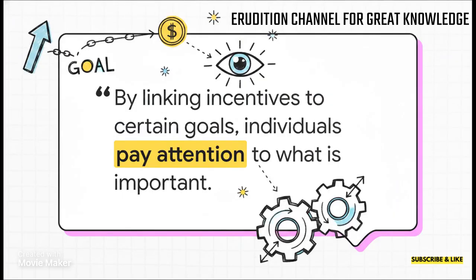Let's look at this punchy, distilled truth taken directly from the source text. By linking incentives to certain goals, individuals tend to pay more attention to what is important. It's such a simple statement, right? But it perfectly sums up the core thesis of our discussion today. If something is truly a strategic priority for the organization, you absolutely must link the individual's incentives to it. That is literally how you get them to pay attention.